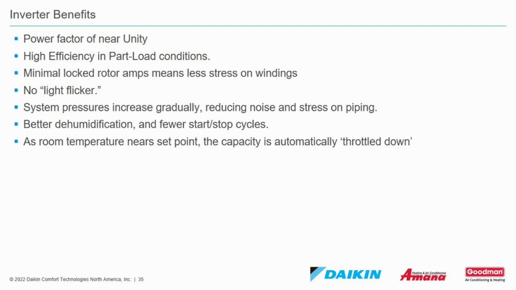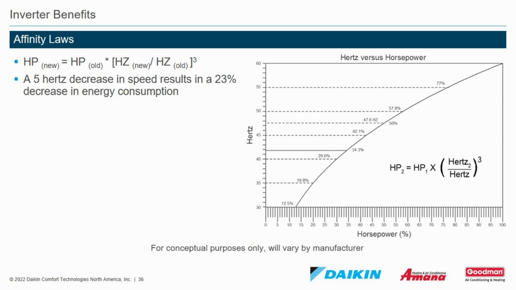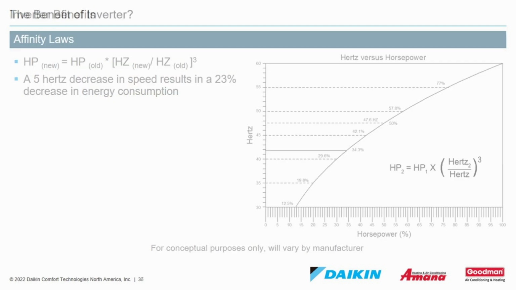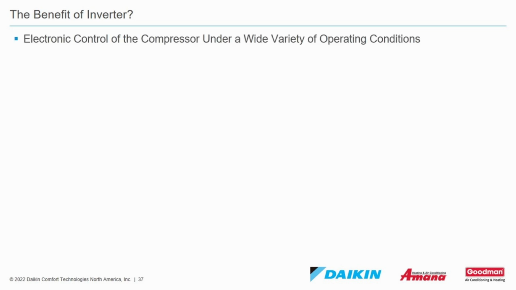As room temperature nears set point, the capacity is automatically throttled down. This makes for a huge decrease in compressor energy consumption. Using the new formula for Hertz versus horsepower, we see that a 5 Hertz decrease in speed results in a 23% decrease in energy consumption. So what are the benefits to the inverter? Electronic control of the compressor under a wide variety of operating conditions.